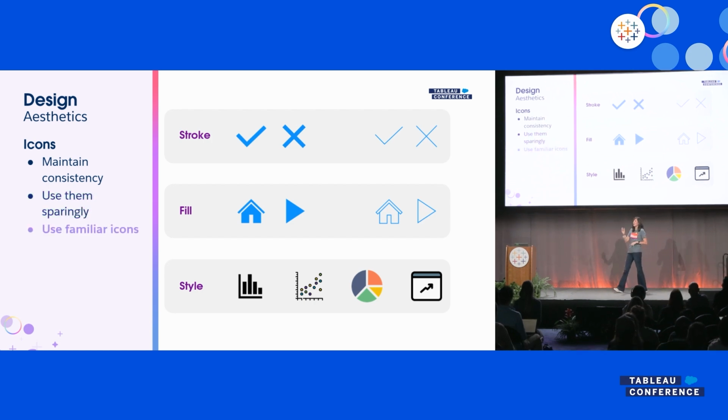And then just like fonts, don't get too cute. Don't get too creative when you are making icons. Keep them familiar and intuitive to your user so they don't have to think about it. They see a home icon and they know this is going to take me to my home page, right? You don't want them to have to think.